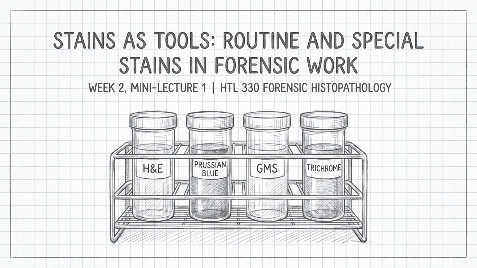We use these stains to highlight specific cellular changes, foreign materials, or even the timing of an injury. This precision helps us differentiate between disease processes, trauma, and postmortem changes, which is vital for accurate death investigation. Understanding the capabilities and limitations of each stain is paramount to providing reliable evidence. Let's dive into how these tools help us answer the fundamental questions of forensic pathology.